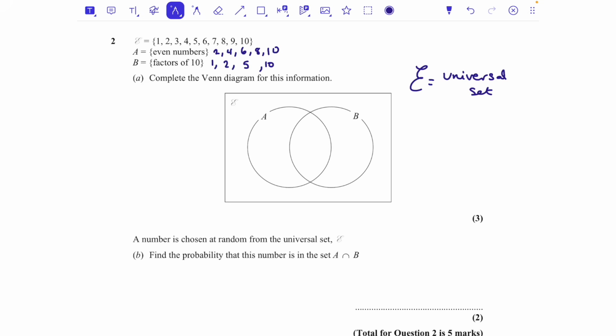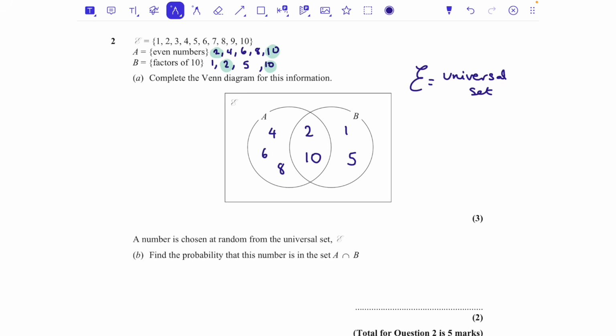Okay, let's go ahead and complete the Venn diagram for this question. So looking at A and B, first I'm going to think about what numbers could go in the intersection, which is that middle bit. So I've got 2, that's in A and it's in B, and I've also got 10 that's in both. So I'm going to put 2 and 10 in the middle. For A, I've got 4, 6 and 8 left over. And for B, I've got 1 and 5 left over.